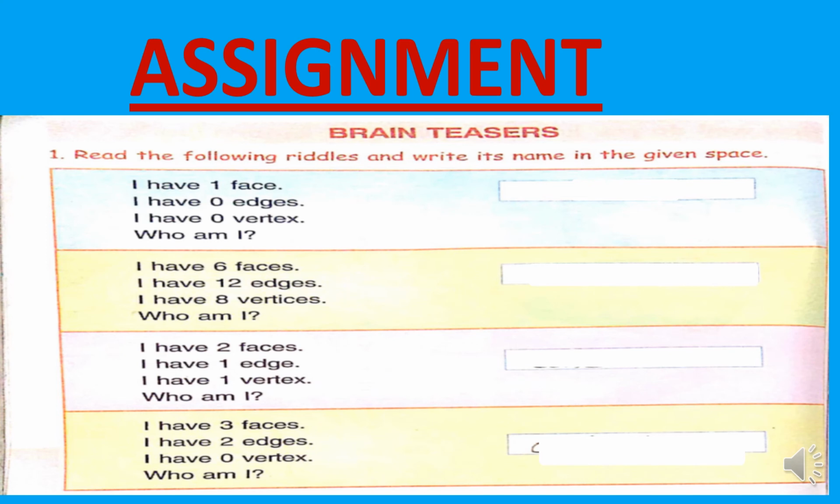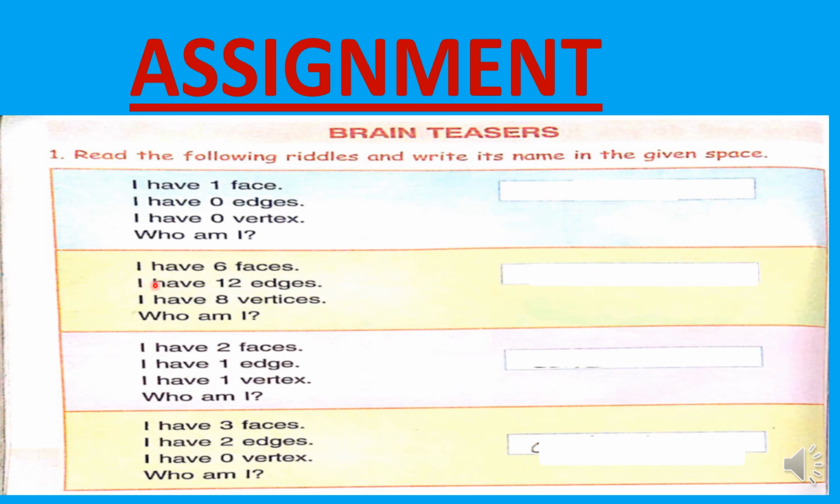Children, now I'll give you one assignment. This is today's assignment, Brain Teasers. I'll give some questions here, and you have to write the answers. First, read the following riddles and write the name in the given space. I have one face. I have 0 edges. I have 0 vertex. Who am I? You should write that shape name. You should write this riddle, and write the answer here.